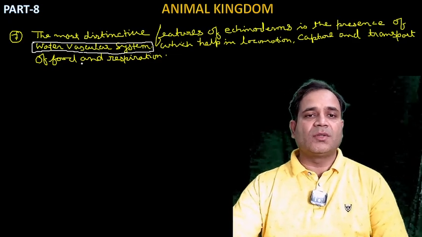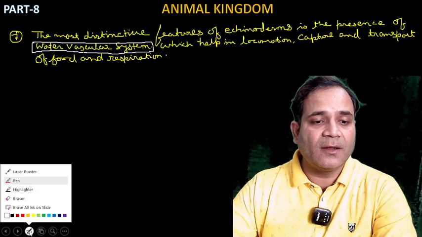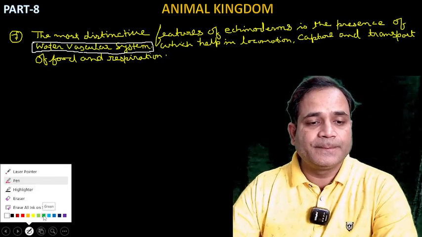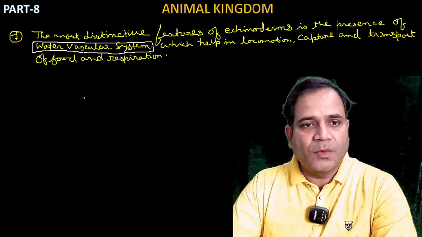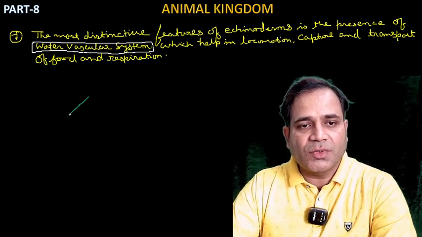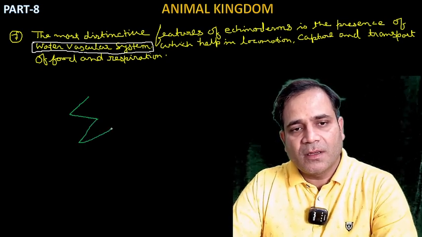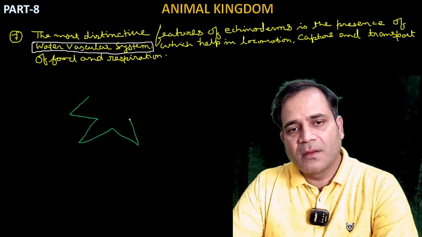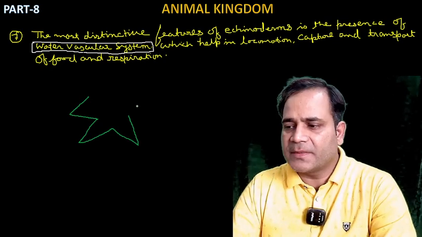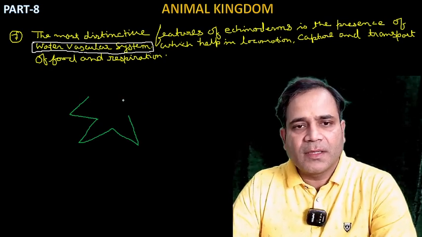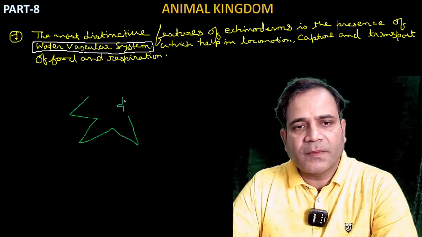Now I'm going to draw a diagram of the water vascular system, my dear, of phylum Echinodermata. Let's see, I'm going to draw. Okay. See, I hope it is very easy to draw. You know the starfish has this structure. You make this shape. This is the feature. See, I'm drawing here in this way.